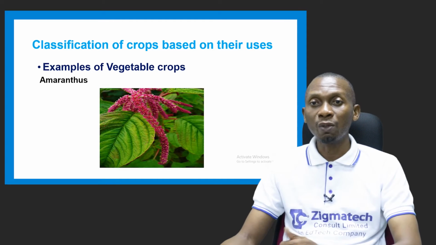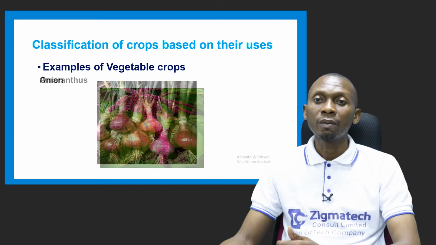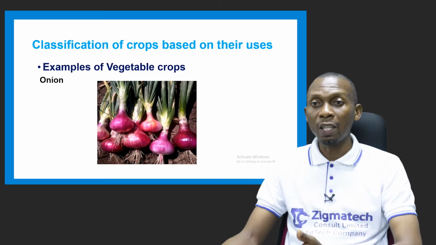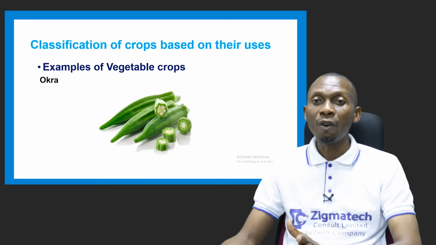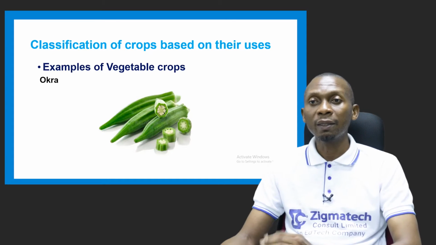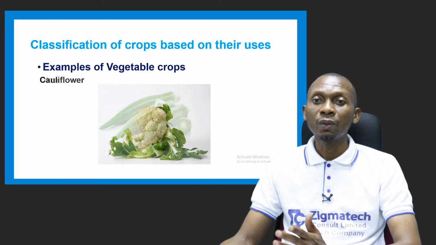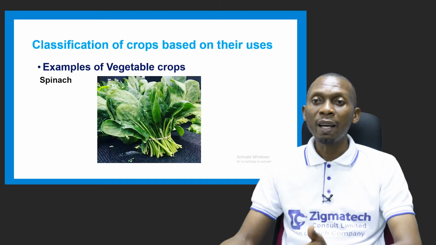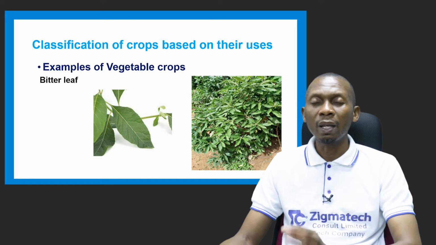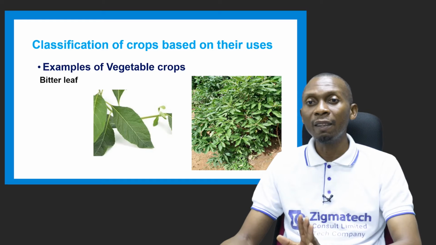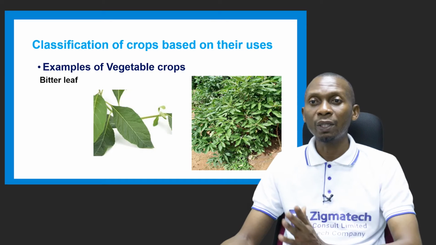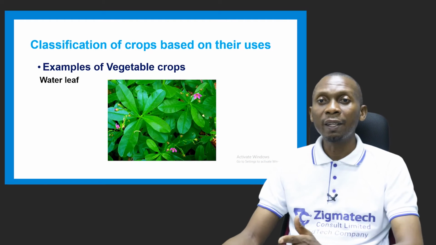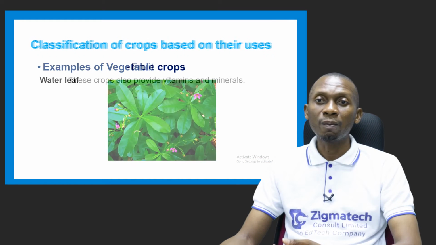Examples of such vegetable crops are amaranthus, as Amaranthus spinosus, then onions, Allium cepa, the botanical name. We have okra, Abelmoschus esculentus, which is the botanical name for okra. We have cauliflower, these are vegetables. We have spinach, Amaranthus caudatus. We have bitter leaf, Vernonia amygdalina, which is also a vegetable crop. And we have water leaf, Talinum triangulare. These are examples of vegetable crops.